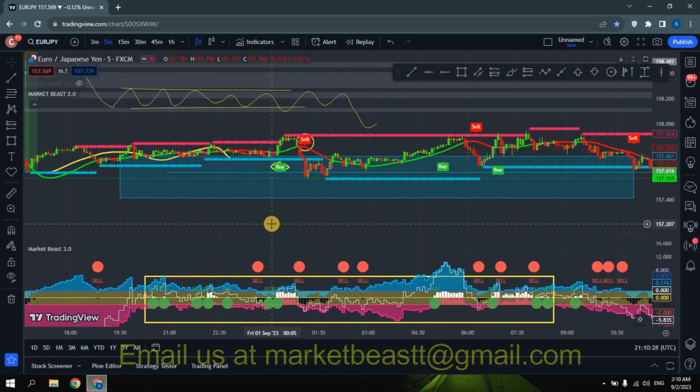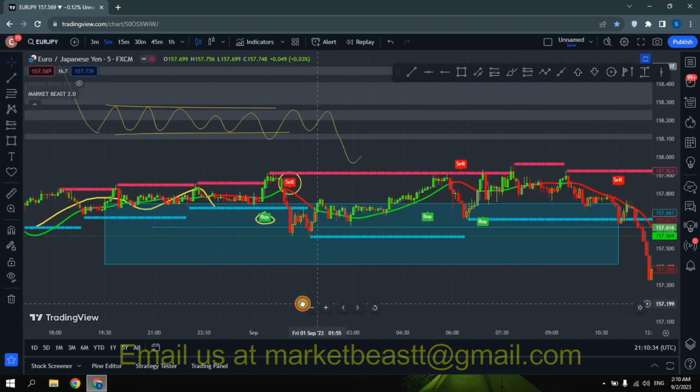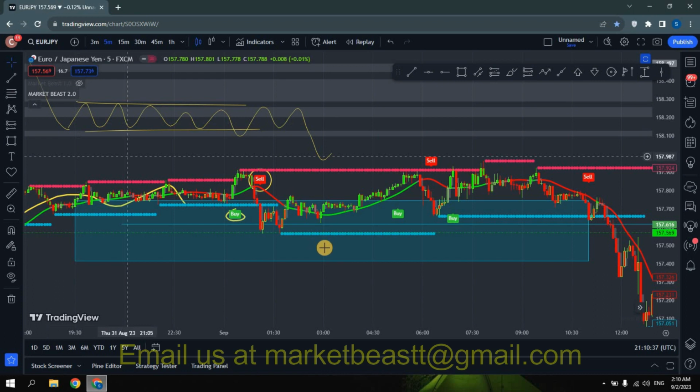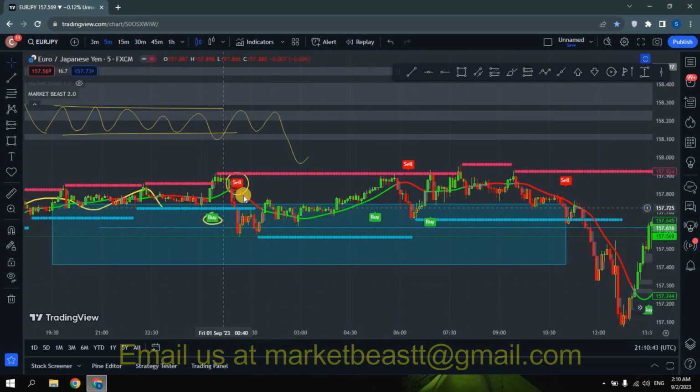For now, I'm not going to mess things up with market base 3.0. I'm just turning it off, minimizing it, so we can learn market base 2.0 first. Then we can move on to more advanced things. Alright. So I am going to ignore these trades because we are in consolidation phase.